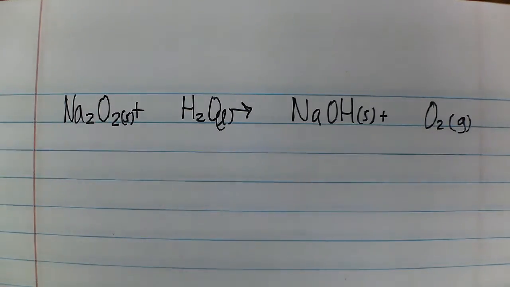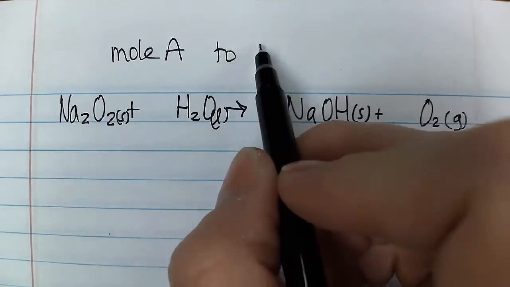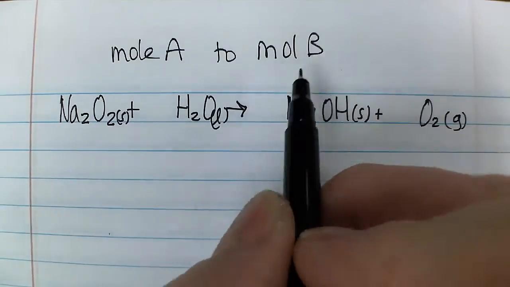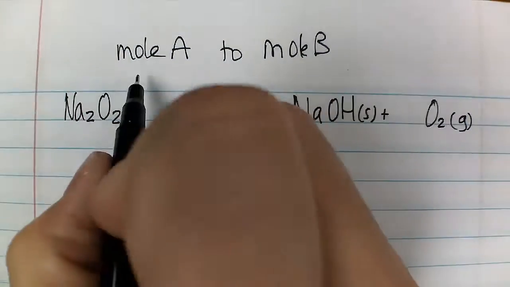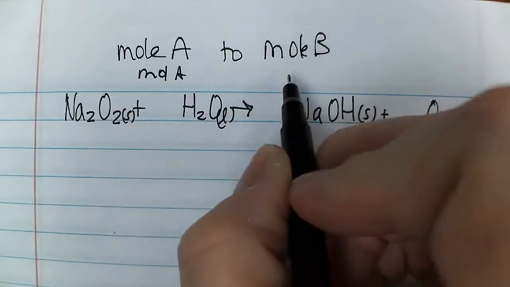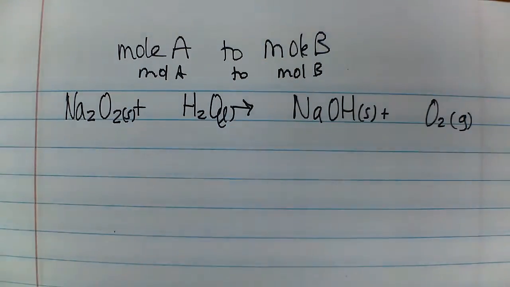Well, today we are going to practice a mole to mole conversion. So it's moles of one thing to moles of something else. Moles of A to moles of B. Don't forget we abbreviate moles MOL. Alright, so the first thing we need is a balanced chemical equation.